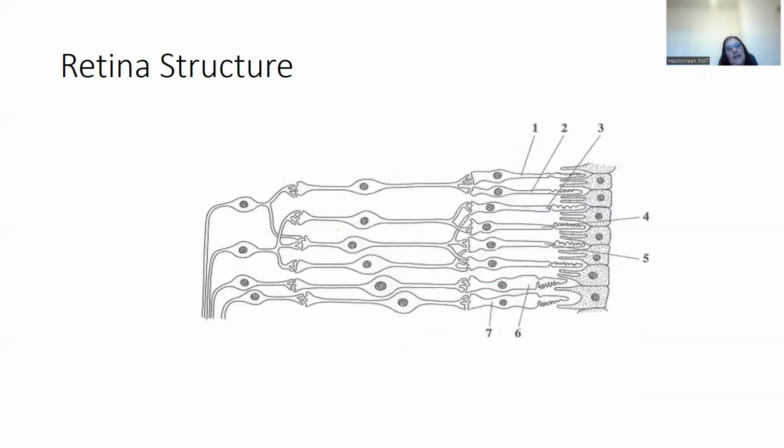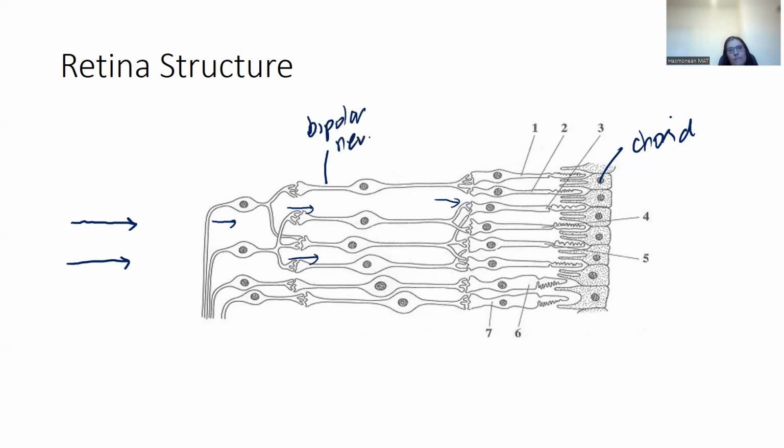If we look in more detail at the retinal structure, let me give you an idea of where we are here. This over here is my choroid layer. My light is coming in this direction, through the cornea and through the pupil, and it has to travel through all of these until it gets to the rods and the cones over here. Now, these are the ones I'm interested in. These are called bipolar neurons. The ones over here are called ganglion, but I'm not too interested in them. And then I'm interested in the actual photoreceptors over here.